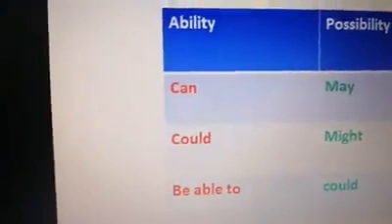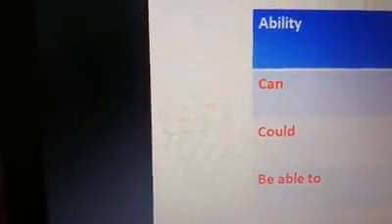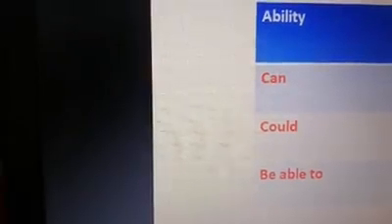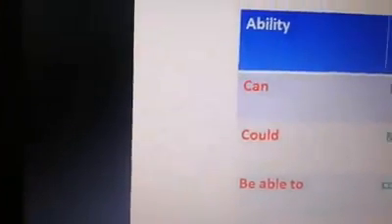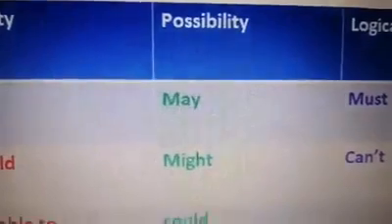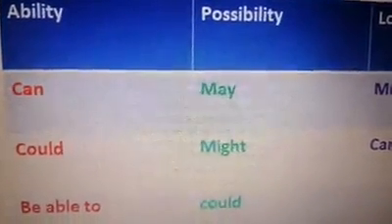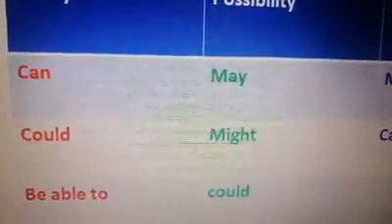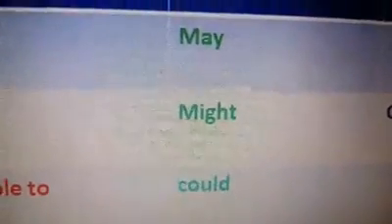If we look at the first table, okay, ability. What do we mean by ability? I'm able to do something. So we use can, could, be able to, and we're going to explain this in details. In the second table, we're going to talk about possibility, which means something is possible to happen or not possible to happen, and we are going to use may, might, or could.